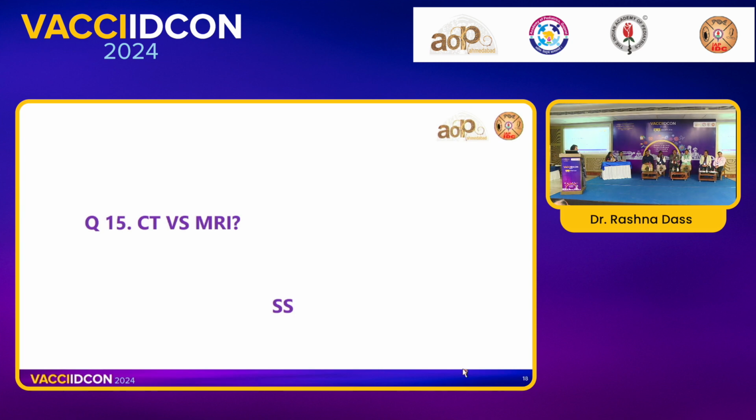The CT is best even for trauma. When we send for the CT, usually there will be diffuse axonal injury, something like that, with trauma. We can get that from the CT.